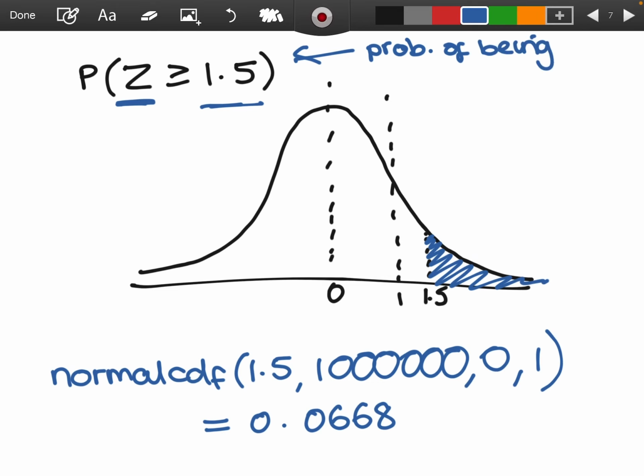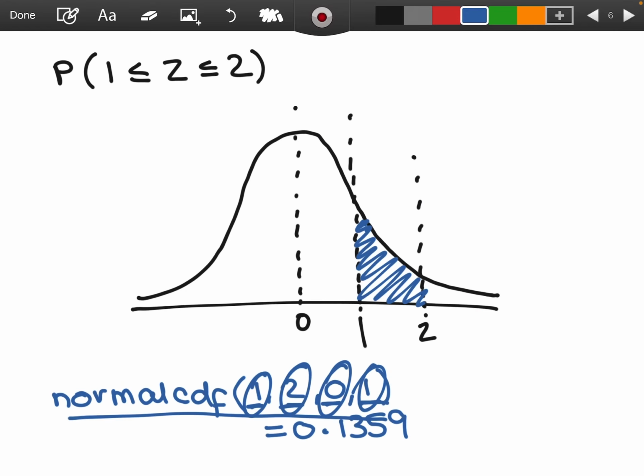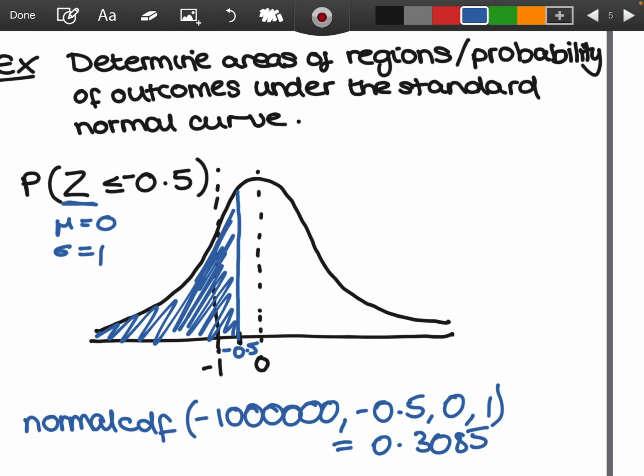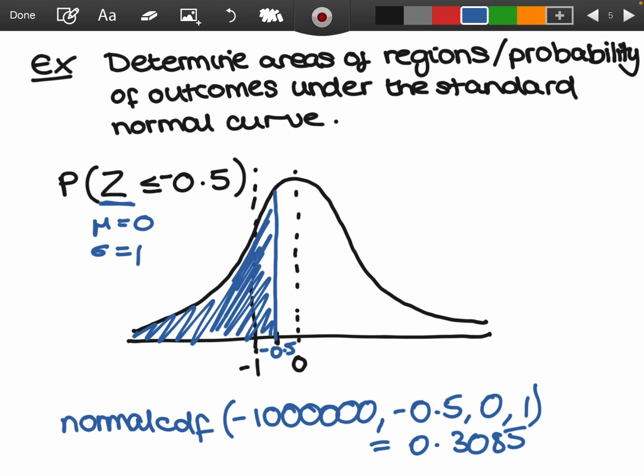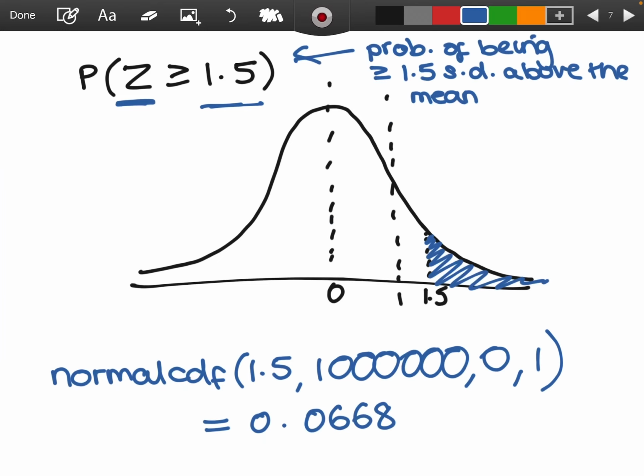of being greater than or equal to 1.5 standard deviations above the mean. Just because your mean is 0 and your standard deviation is 1. Okay, that works. Here you would be looking at what's the probability that I'm between 1 and 2 standard deviations above the mean. And you could also say here, what's the probability that I am less than 0.5 standard deviations below the mean. Okay, so for these standard normal distribution problems, you can also phrase it in that way.